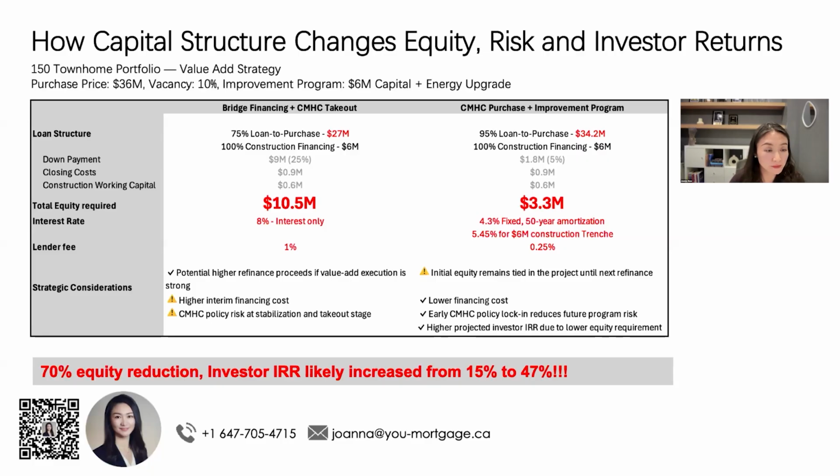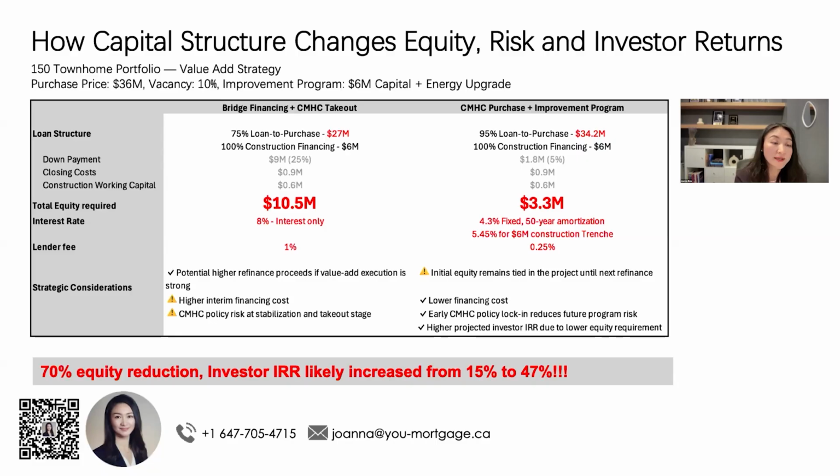So we can see that by using the right program to acquire a project, the equity required is lower by 70%, and you can imagine the investor IRR would triple, right? So just a little bit more consideration under these two different programs.